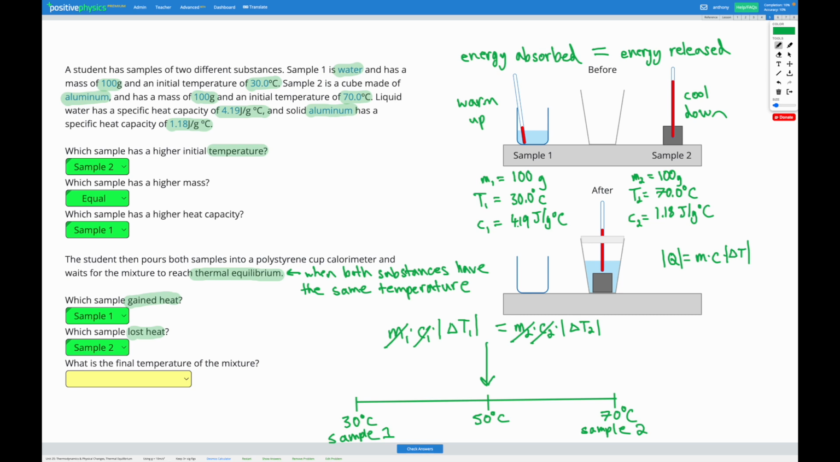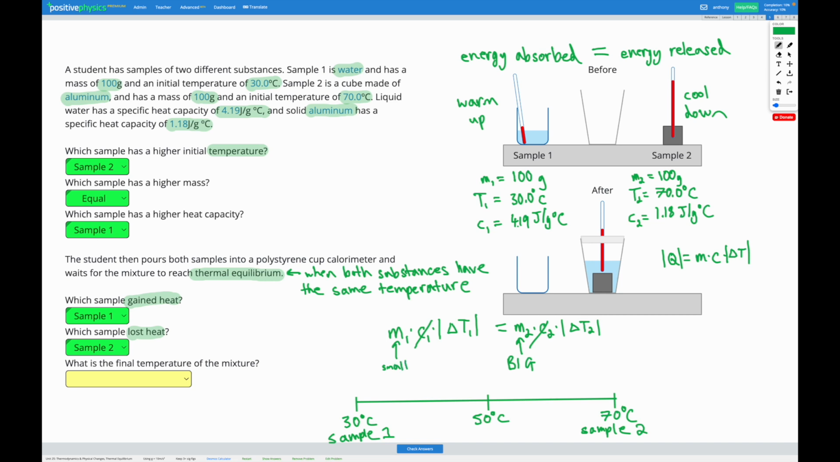It would be 50 degrees C in this example, because that would mean sample 1 had gained 20 degrees C, sample 2 had lost 20 degrees C. The change would be the same for both. What about an example where the masses are different, but the specific heat capacity is the same? So if our specific heat capacity is the same, that would cancel out. But let's say we have a much bigger mass 2 than mass 1. Let's say mass 2 is big and mass 1 is small.